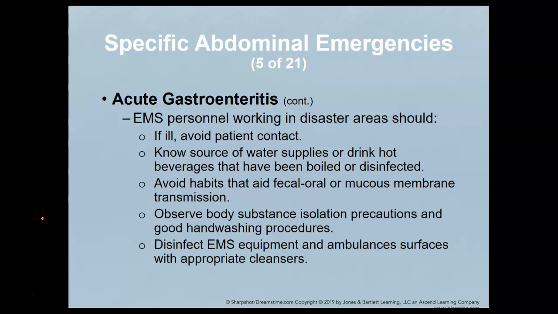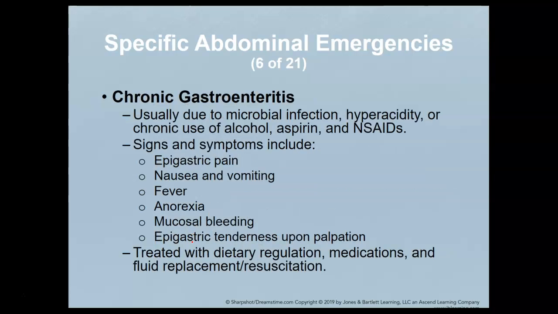Let's talk about chronic gastroenteritis, and these are not the sexy ones that we usually see, but these are things that you pick up for all the time. Usually these are microbial infections. You can have hyperacidity, chronic NSAIDs, things like that, will give you chronic gastroenteritis. Your signs and symptoms are epigastric pain, nausea, vomiting, fever, anorexia, mucosal bleeding, and the patients typically are very tender in the epigastric region upon palpation. Treatment for this is dietary regulation, medications, and fluid replacement, and resuscitation is needed.